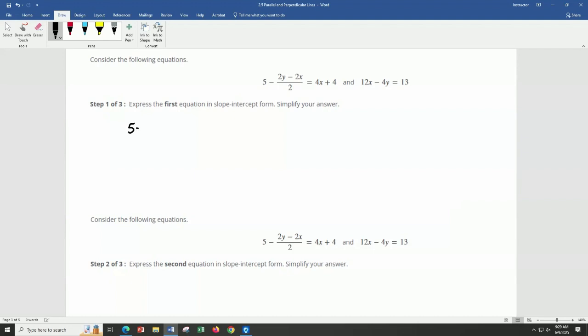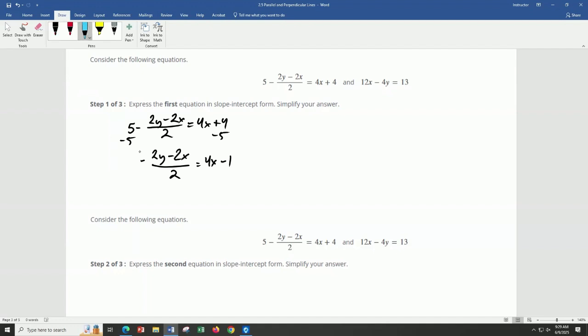So notice I have 5 minus (2y minus 2x)/2 is equal to 4x plus 4. Well, how about we subtract 5 from both sides? I'm happy with that. And then I have negative (2y minus 2x)/2 is equal to 4x. 4 minus 5 is equal to -1.